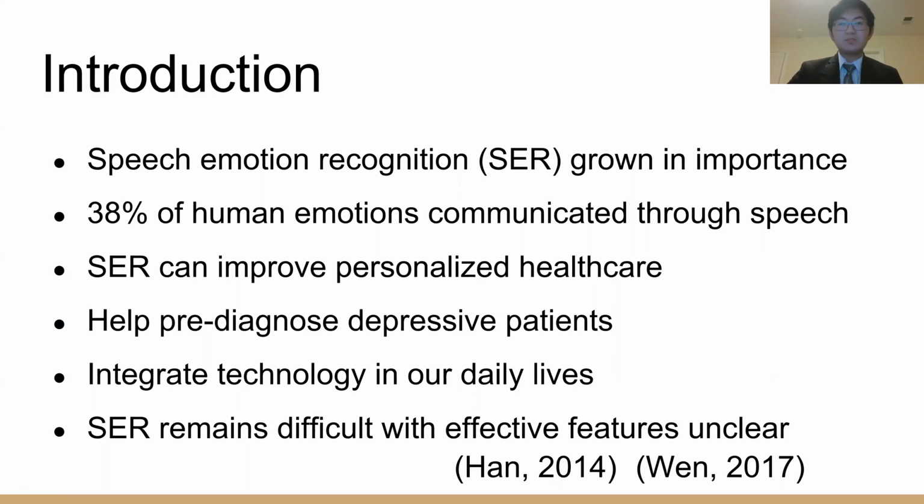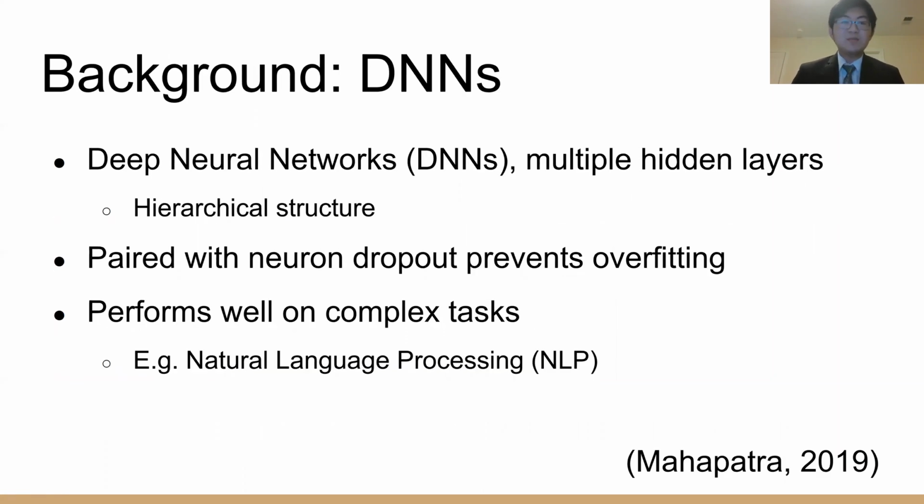And so, going into the background, for my project, I used a model architecture of deep neural networks. Now, deep neural networks are essentially neural networks, but with multiple hidden layers. And this gives it an essentially hierarchical structure. The importance of this is that it now learns certain features step by step, rather than going from an abstract idea as an input into a final emotional output with not many in-betweens.